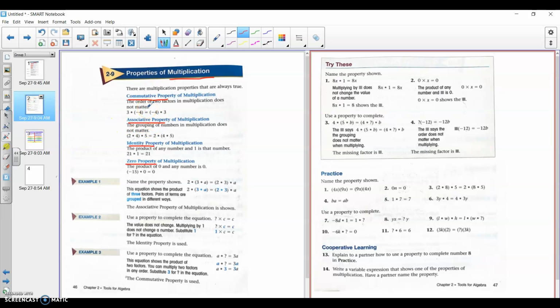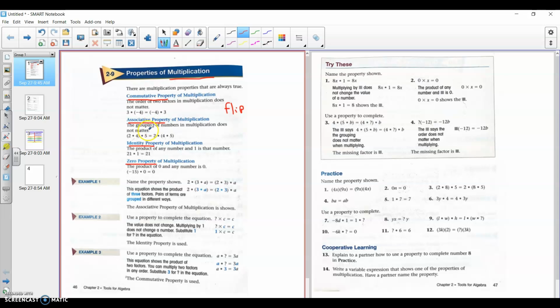So quickly for the rest of this, commutative property of multiplication: the order of the two factors in multiplication does not matter. I use the word flip, F-L-I-P. If you take 3 times negative 4 equals negative 4 times 3, on the left side you get negative 12. On the right side, you're still going to get negative 12. You have the same answer.